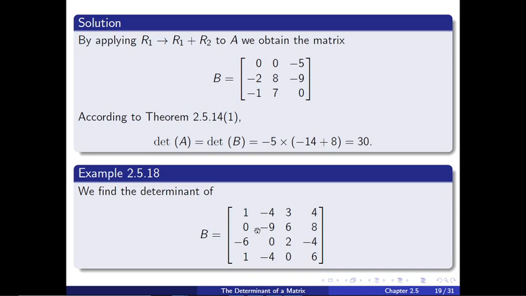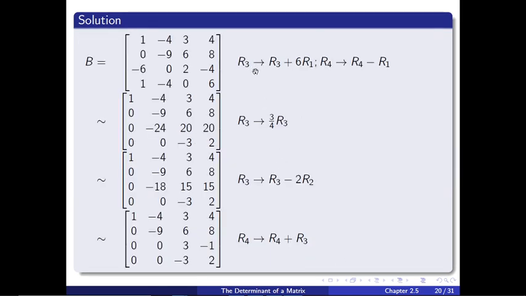Now let's look at another example, and this is 2.5.18. So we want to find the determinant of B, where B is equal to this, and so we do a bunch of elementary row operations.